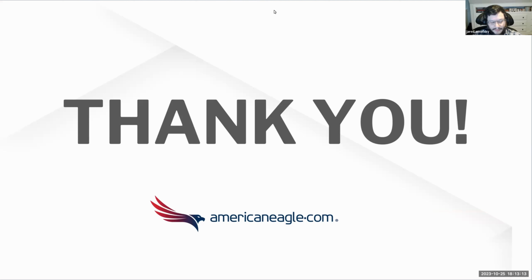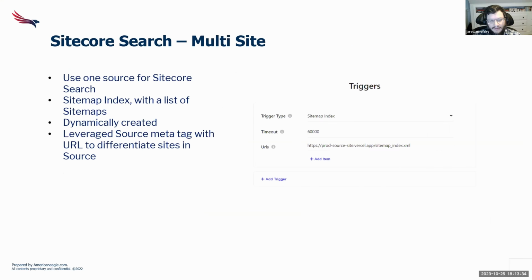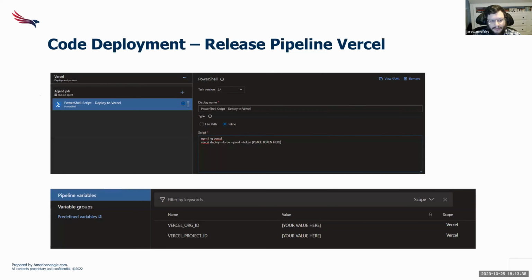So Jared, one question. In the Azure CI/CD pipeline, there were two tasks, right? One for XM Cloud and the second for Vercel. But in this case, we have only one repo. So are different artifacts deployed on XM Cloud and on Vercel? Yep. So let me show you that.